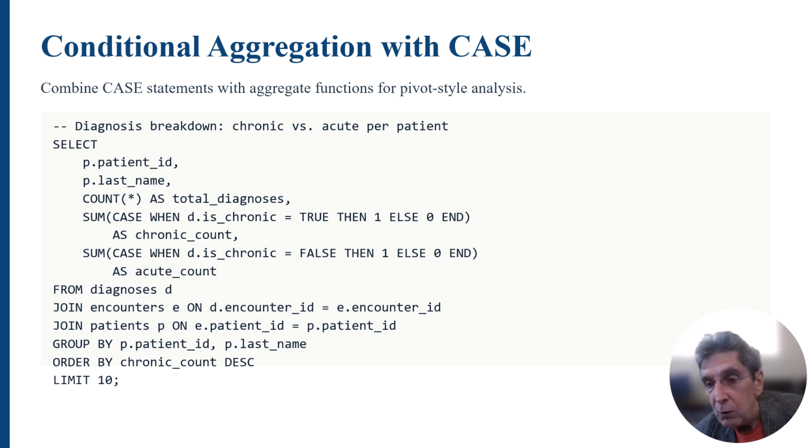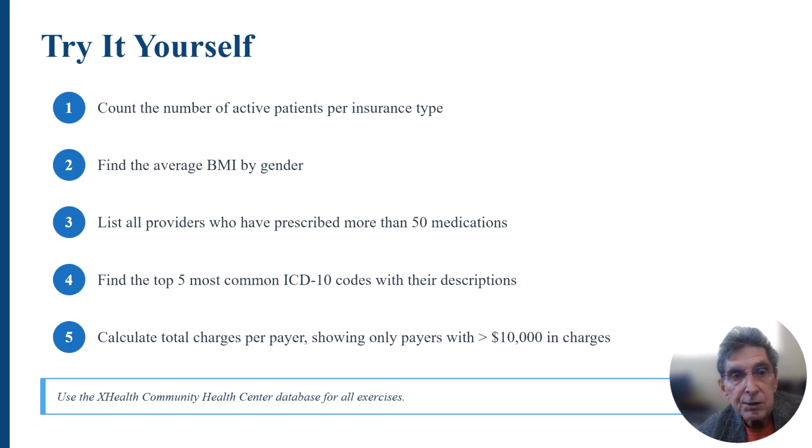This pattern is extremely powerful for healthcare analytics. You will see it used frequently in quality measure calculations, where you need to count how many patients in a denominator meet different numerator criteria. And we will revisit this pattern in Part 6D later this week when we discuss the HEDIS quality measures. So the LIMIT 10 at the end restricts the output to the top 10 patients by chronic diagnosis count, which is useful to identify patients who may need additional chronic disease management interventions.